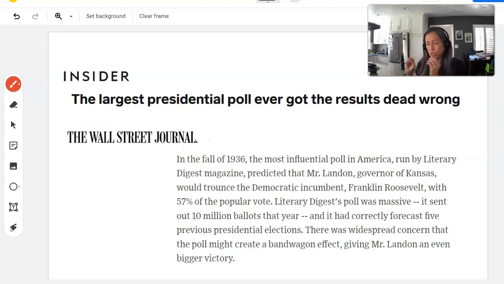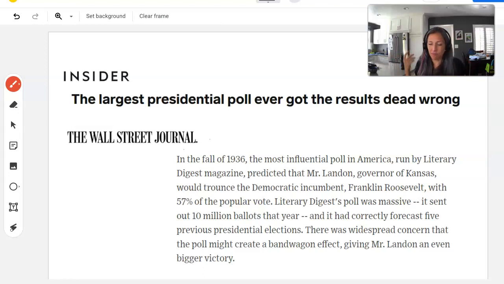So this was a big blunder, and the reason for this blunder was all due to data collection. The Literary Digest decided they would collect their data by reaching out to people, calling their phones. But in 1936, not everybody had phones. And the people who had phones were definitely more affluent than those who didn't.